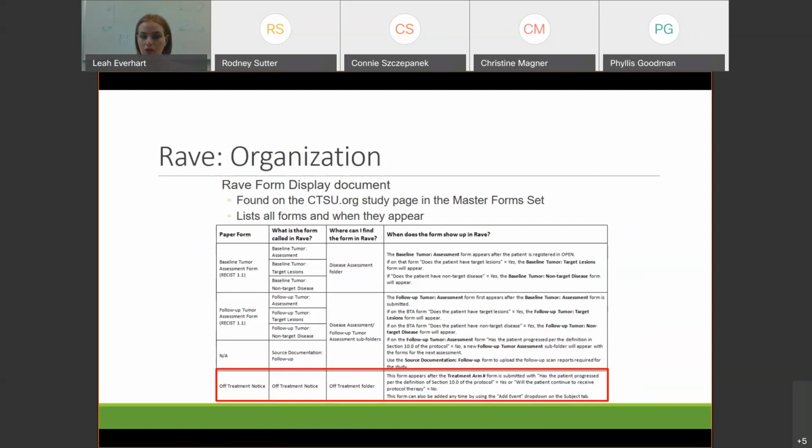So when a patient comes off treatment, you need to trigger this form to populate by amending on the last cycle's treatment form the question, will the patient continue to receive protocol therapy? If you answer that no, this off treatment form will generate and can be completed. Next slide, please.